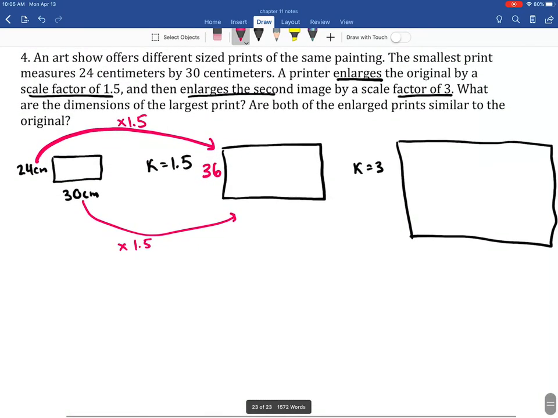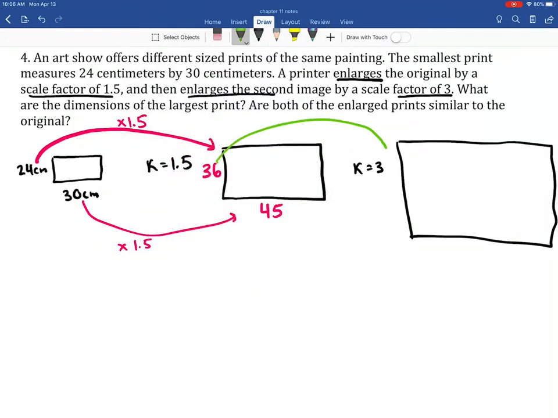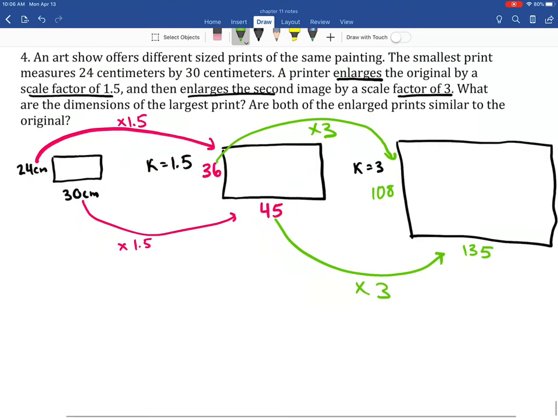Now we have to enlarge it with a scale factor of 3. So I have to multiply each of those by 3. 36 times 3 and 45 times 3. Well, 45 times 3 gives me 135, and 36 times 3 gives me 108. So the new dimensions of the largest print would be 108 centimeters by 135 centimeters.